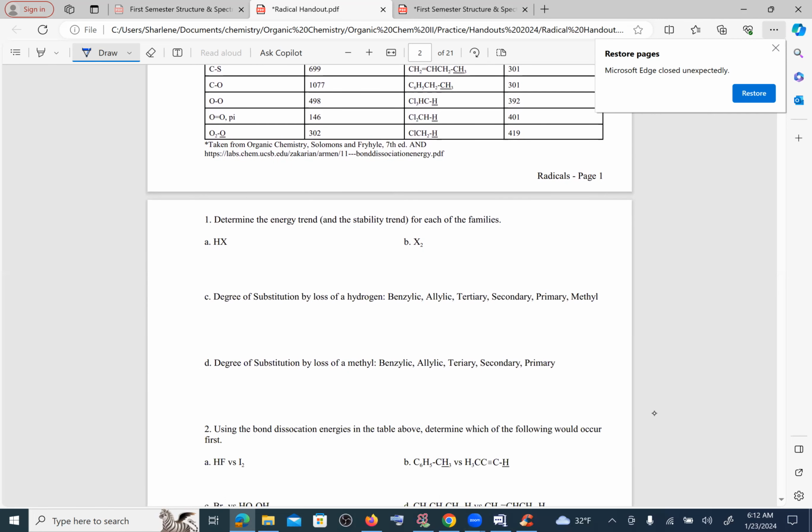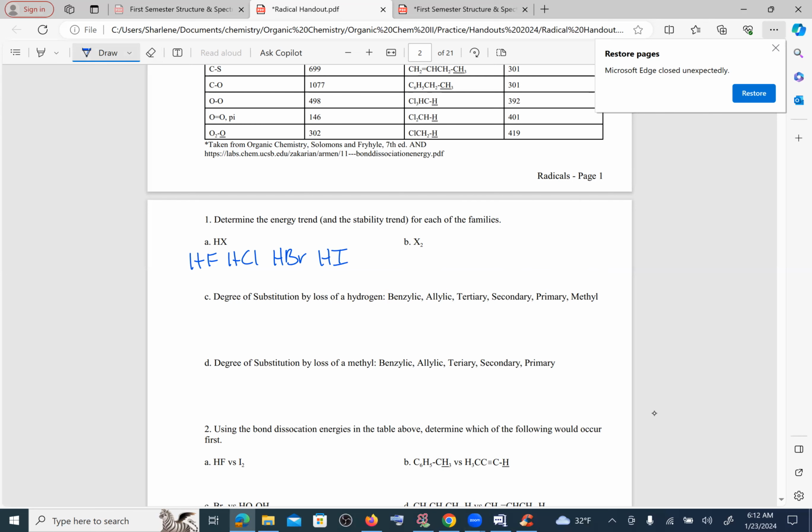All right, so question number 1. Determine the energy trends and the stability for each of the families. So the HX family, we'll put an HF right here. That's writing awfully big. Let's see if I can write a little smaller. HF, HCl, HBr, HI.